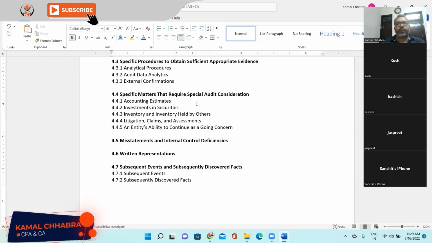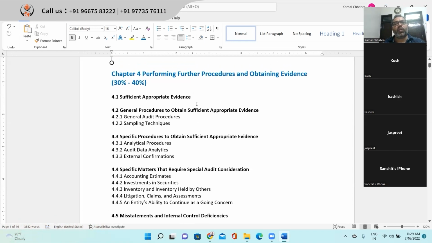So up to 4.4, if you see, we have done planning, we have done risk assessment, we have done walkthrough, we have done test of control, we have done all group audit consideration, we have done with all joint auditor consideration, we have done with involvement of internal auditor, involvement of specialists, involvement of management specialist or auditor specialist, everything, right?